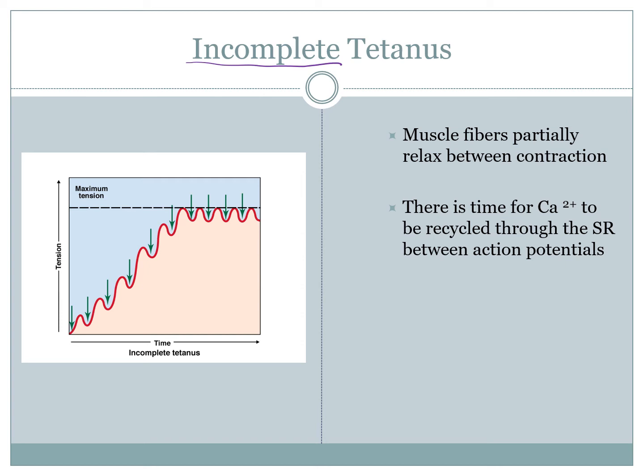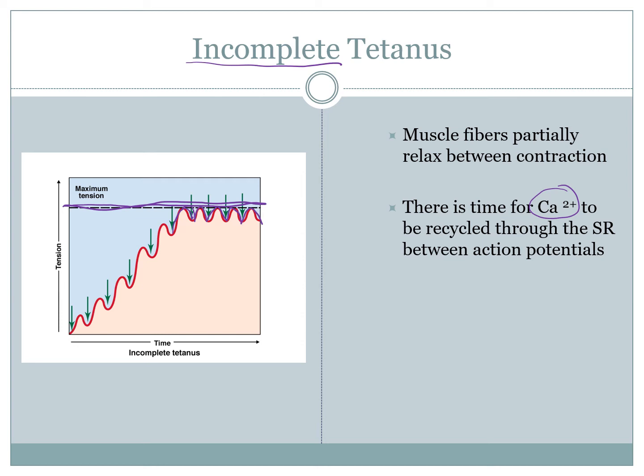In incomplete tetanus, we get up to the point of maximum tension, but then we still have the ability for some of the calcium, which we'll learn about later, to be recruited. What that means is the muscle has the ability to relax a little bit, so it can be sustained for that little bit longer. That's what we're talking about when we talk about incomplete tetanus.